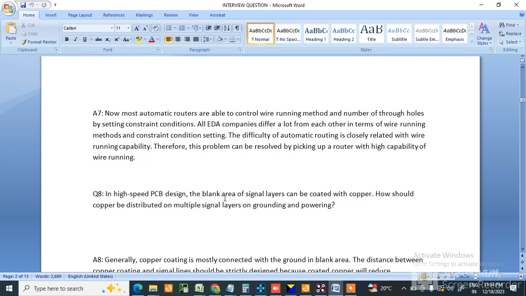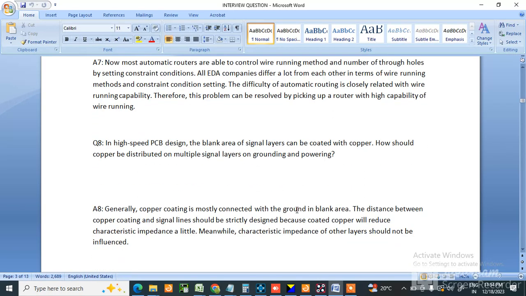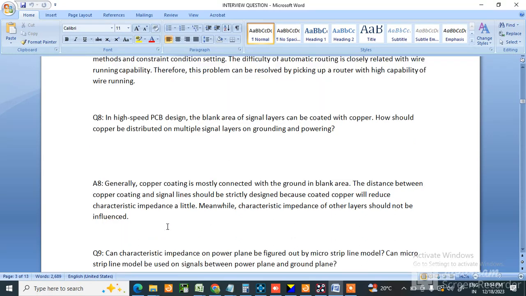In high speed PCB design, the blank area of signal layer can be coated with copper. How should copper be distributed on multiple signal layers and grounding and powering? Generally, copper coating is mostly connected with the ground in blank area. The distance between the copper coating and signal line should be strictly designed, because coated copper will reduce characteristic impedance a little. Meanwhile, characteristic impedance of other layers should not be influenced.